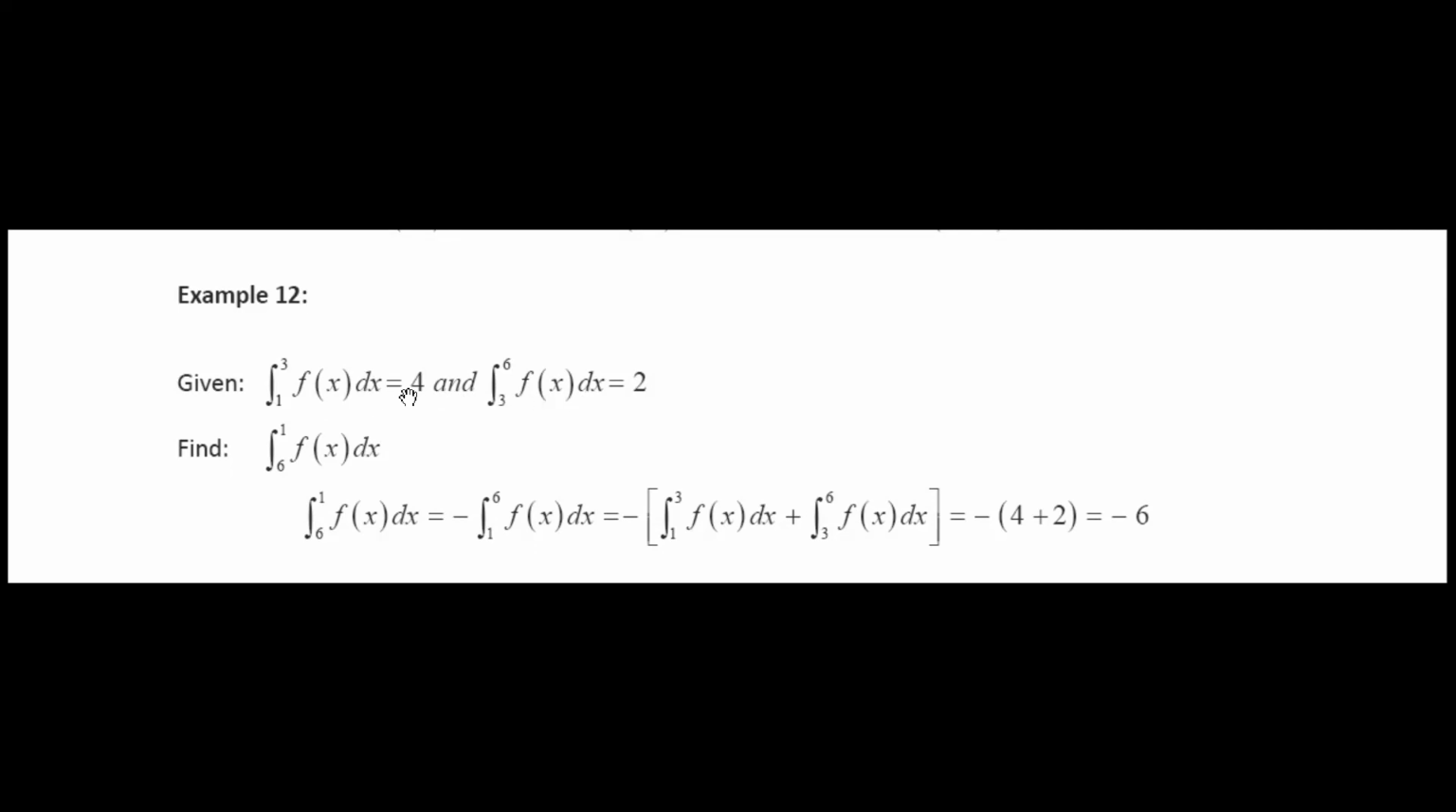So 1 to 6 is 4 plus 2. Okay, 1 to 6. 1 to 3 is this. 3 to 6 is this. So 1 to 6 is 4 plus 2, this plus this. But we don't want 1 to 6. We want 6 to 1. So if 1 to 6 is 6, then 6 to 1 is what? -6. Now, as I said, these are thought problems. We're not doing any work. We're just thinking through the particular problem.